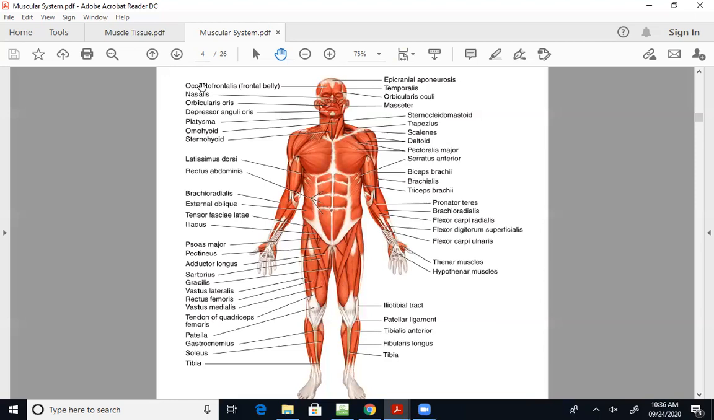brachioradialis, external oblique, my favorite muscle to say, the tensor fascia lata, iliacus, psoas major, adductor longus, sartorius, gracilis, vastus lateralis, rectus femoris, vastus medialis.